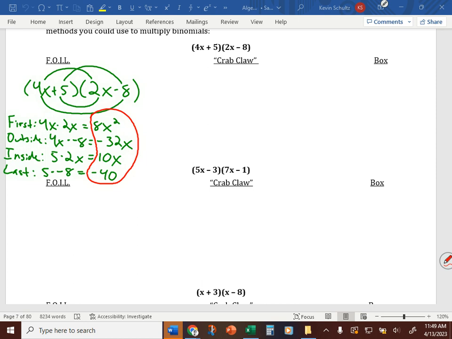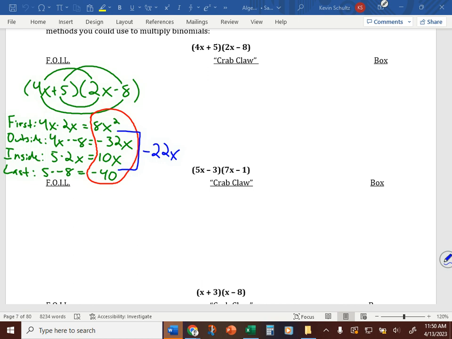And if you remember the two steps for standard form, the first one is, are there any like terms? And then order the terms from greatest to least power. So are there any like terms that we can combine here? Yeah. What are they? 10x and negative 32x. Right. The outside and inside terms you will always be able to combine when you are multiplying two binomials with an x and a constant. Okay? And what do negative 32x and 10x equal? Negative 22x. Okay? Negative 32 plus 10 is negative 22x.